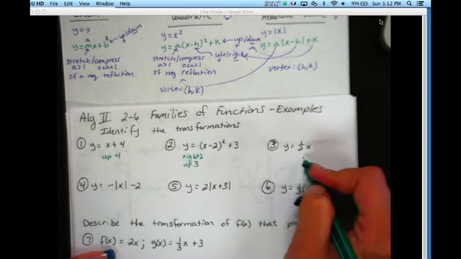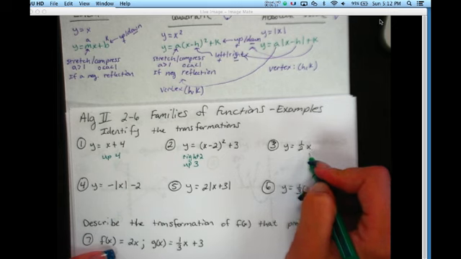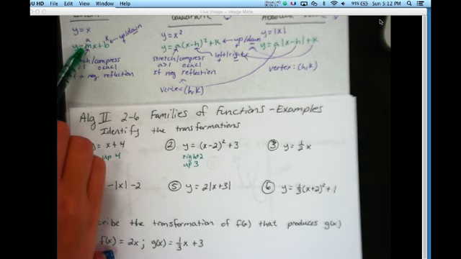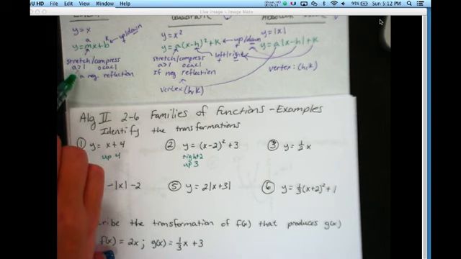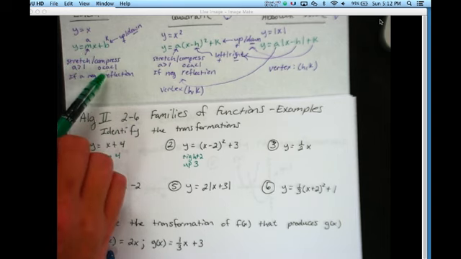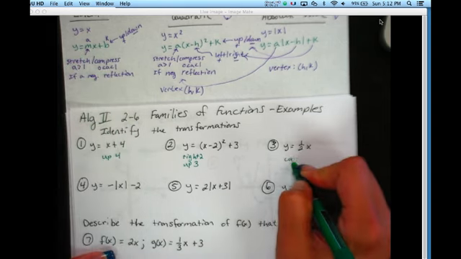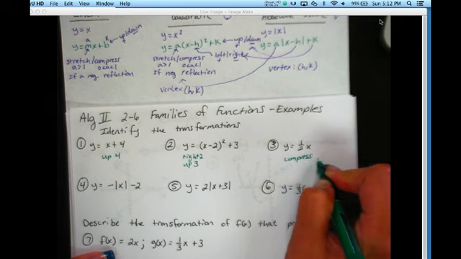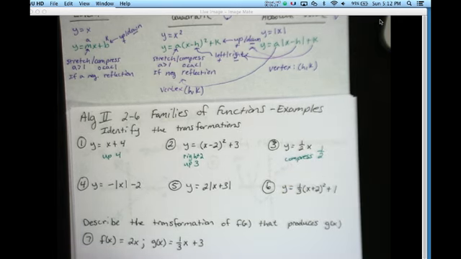The third example, we're back to a linear function. So we're multiplying a number to x. That's going to be like our a value, or m, for a linear function. And since it's less than 1, it's going to be a compression. So we're going to compress that by 1/2.